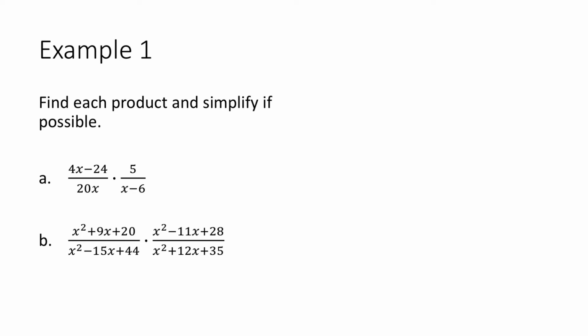Okay, so we're going to find each product and simplify if possible. So I have 4x minus 24 over 20x times 5 over x minus 6. In the first fraction, I can factor out the 4. That gives me x minus 6 over 20x, and that's multiplied by 5 over x minus 6. So I have some simplifying I can do. I can divide both the top and bottom by x minus 6. Those cancel out.